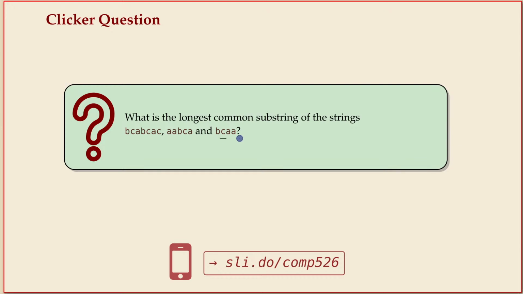Because this last string is so short, there's really not much else we can do unless we can fit the entire string of length 4 into the others, which we cannot. The longest common substring can have length 3, right? And so because BCA occurs in all 3, and the first even twice, that's the answer.